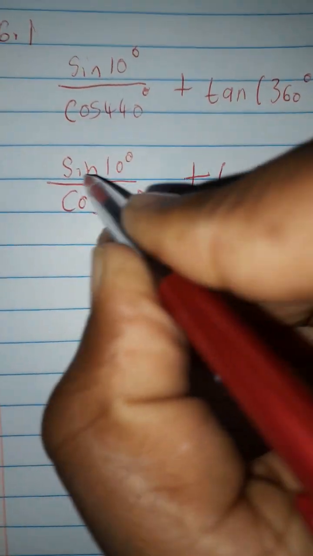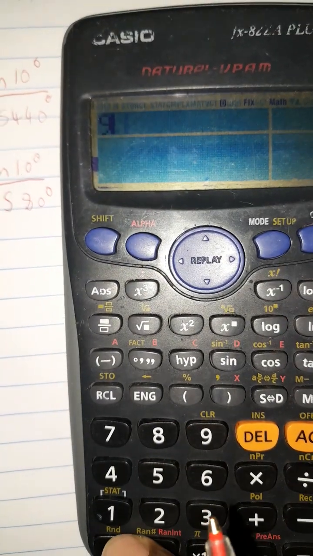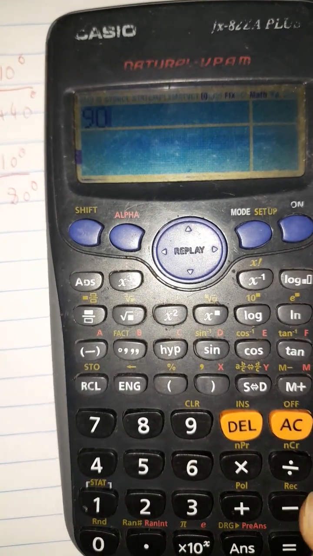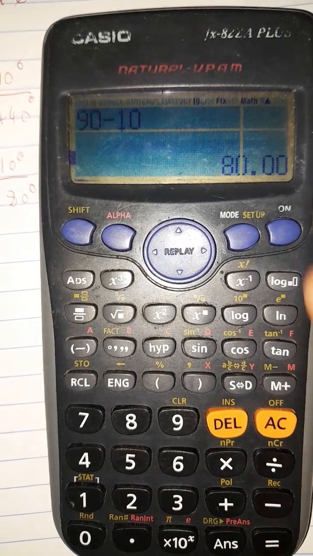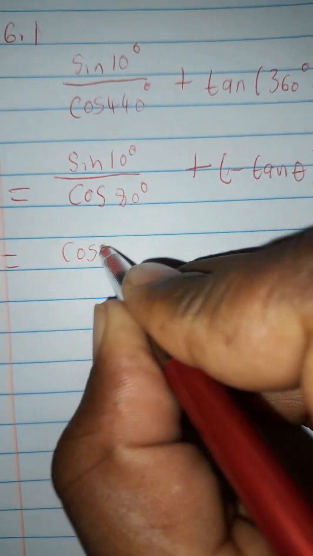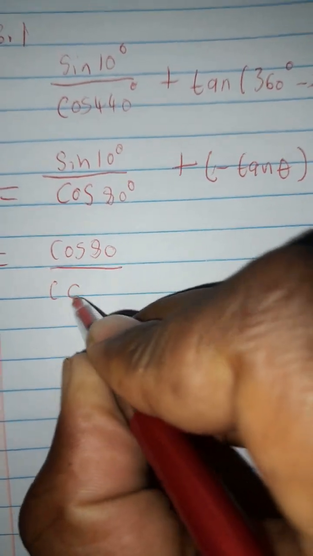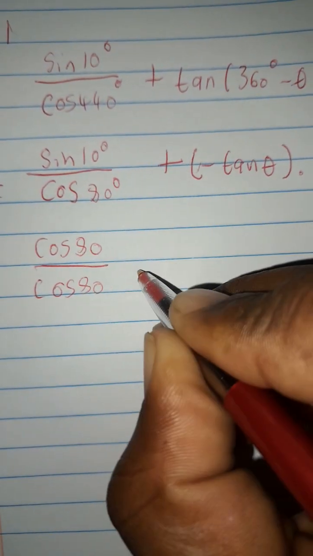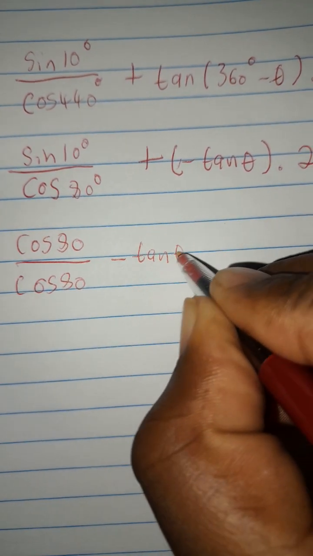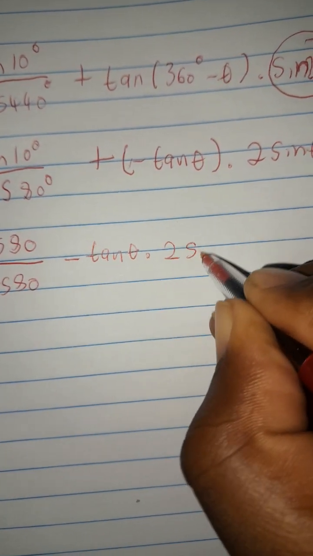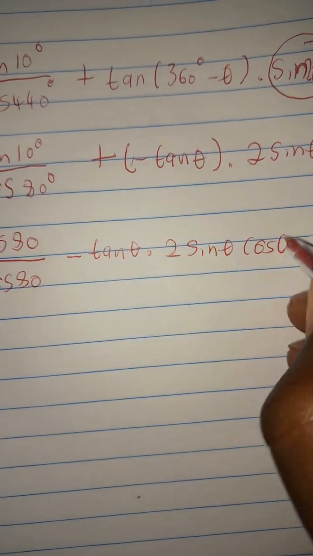Right. We can also change sine 10 by reducing 90 minus 10, which is 80. So it's the same as saying sine(90 minus 10), which is cos 80. So we are going to have cos 80 divided by cos 80, and then negative tan theta multiplied by 2 sine theta cos theta.